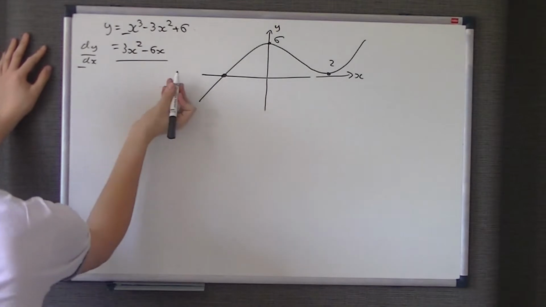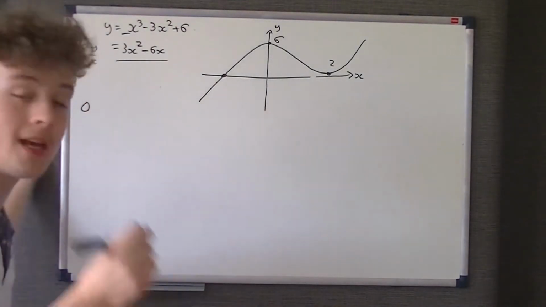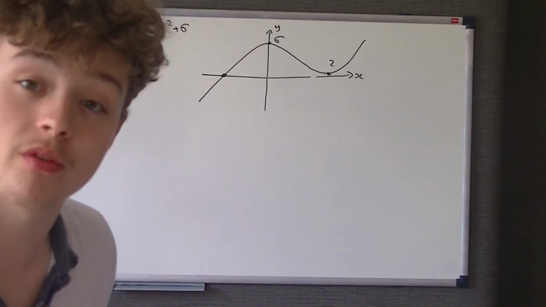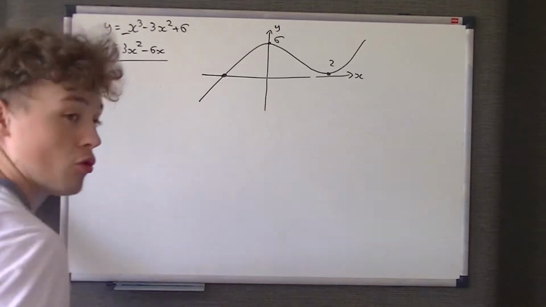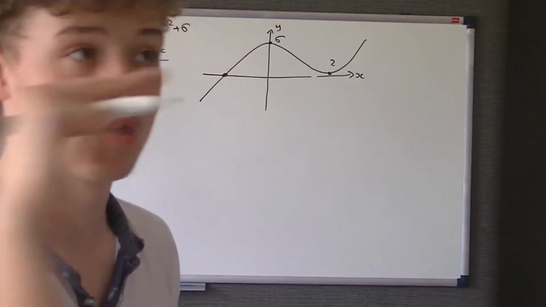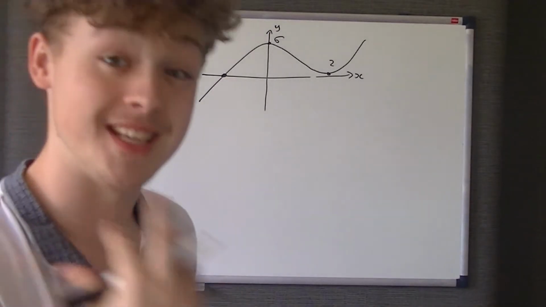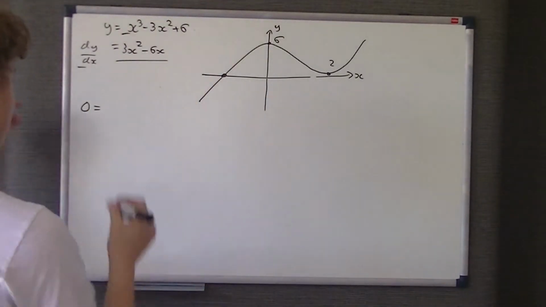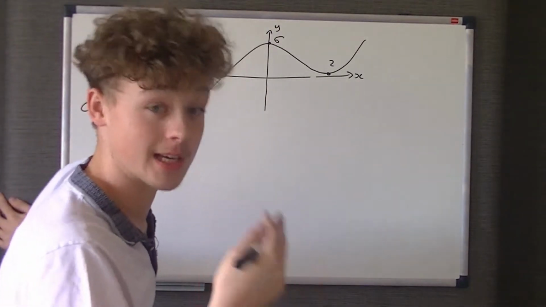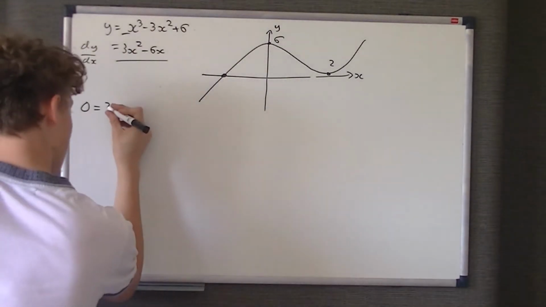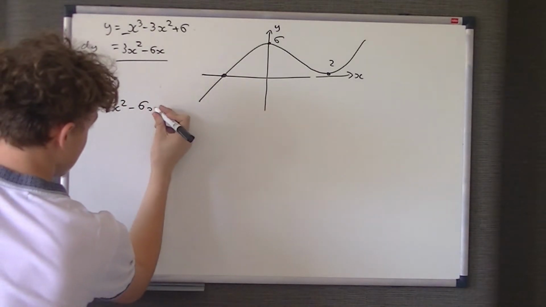Okay, so we've got 3x squared here. When this equals 0, at any vertex on any curve, as we basically draw a horizontal straight line to represent that, it's going to have a gradient of 0. So that's a gradient function. If the gradient function equals 0, the gradient is 0. So we put 3x squared take 6x equals 0.